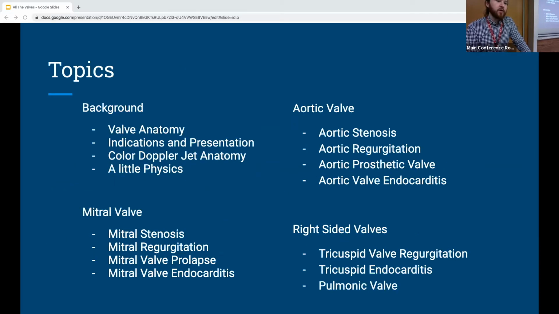Okay. So briefly, I'm going to touch on just a couple of these topics. It's a big list, so I'm going to go over the background, anatomy, including some Doppler jet anatomy, a very little bit on physics. The meat of this lecture is on the mitral and aortic valves, and then I very briefly touch on the right-sided valves, but they really never get any love anyway.